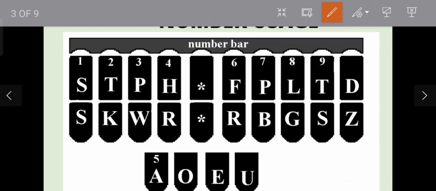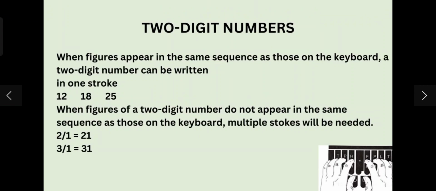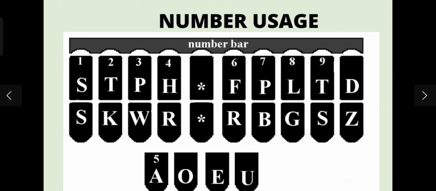For example, the number 39. So that's 3 and 9. That is to be pressed together class ha dili na tagsa-tagsaon. Except here, this is the rule. When figures appear in the same sequence as those on the keyboard, a 2-digit number can be written in one stroke. Like for example, 12, 18, and 25.